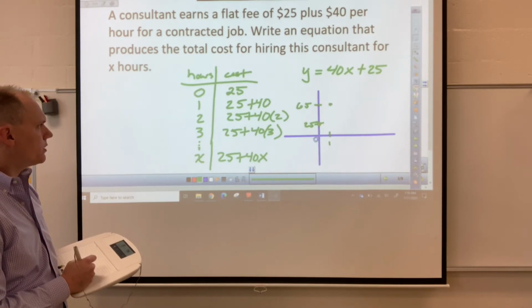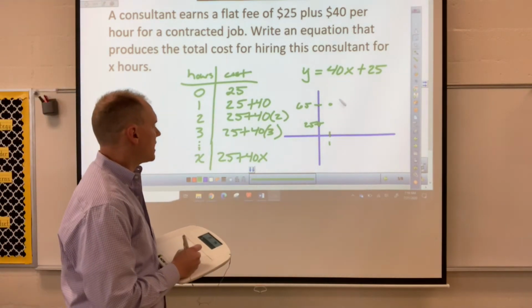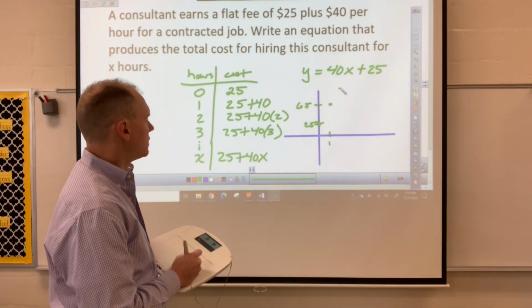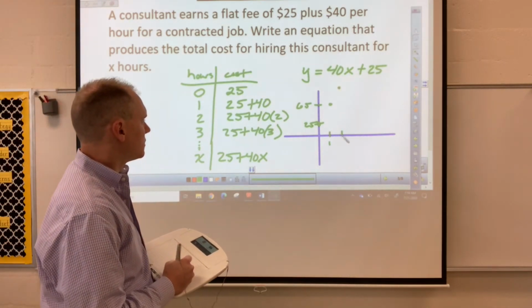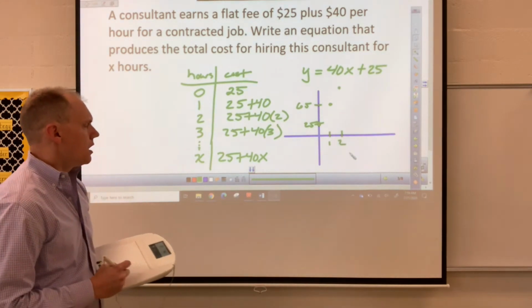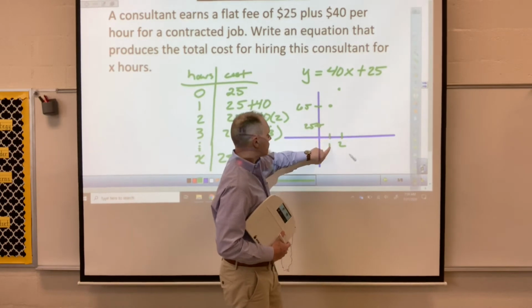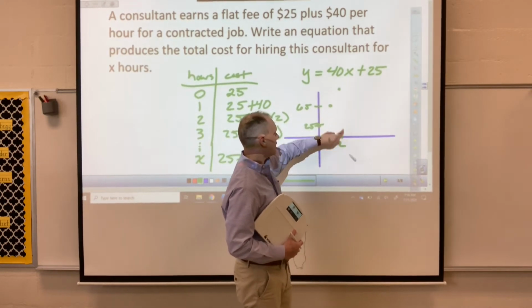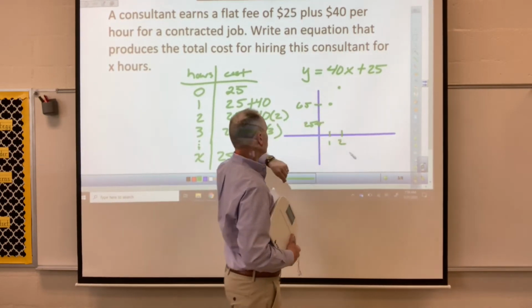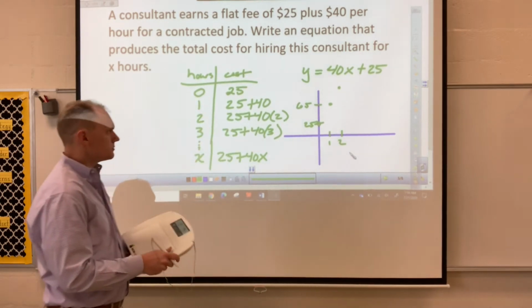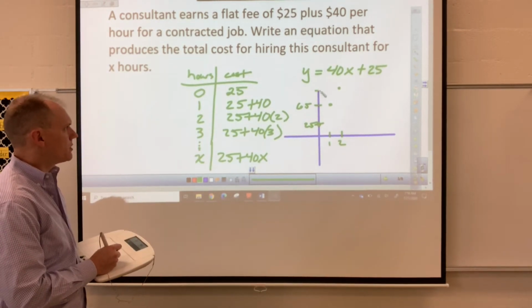And so if we think about what would happen here with these hours, they would increase, something like this. If we work 0 hours, we get $25. 1 hour would be $65. 2 hours would be $105. And we would just keep going like that.